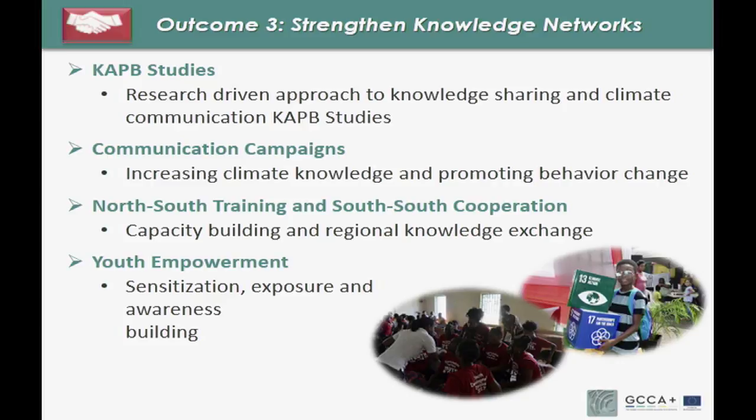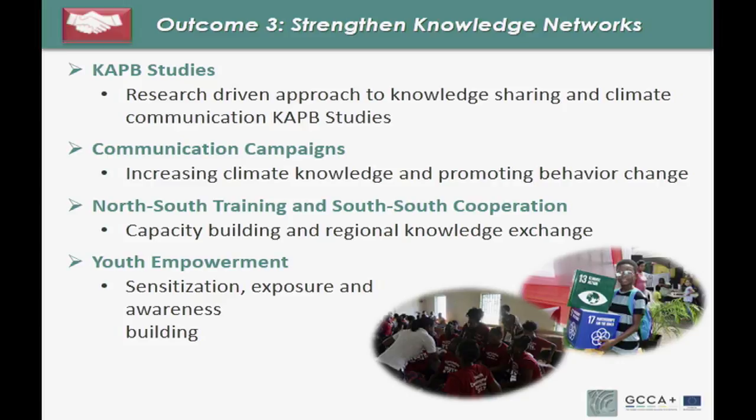Also under this component is north-south training, so there's an opportunity for farmers and other stakeholders within the region who are participating in the project to go to Japan and observe the technology that is being used there, and be able to decide what technologies are most applicable for their situation for better uptake of those. And there are opportunities for south-south cooperation. We've had a number of regional NAP workshops where different countries who've been through the NAP process have been able to articulate what their process has been, what their challenges have been, and been able to lend a helping hand to the countries who are now initiating those processes.